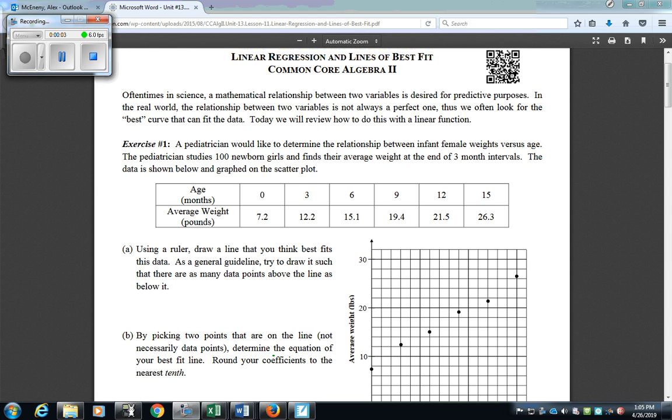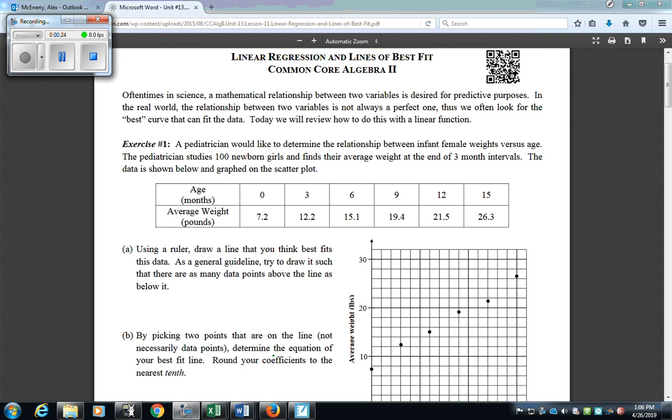So in this video we're going to talk about how to do linear regression using the graphing calculator, and we're also going to review how to write linear functions using data points. And we're going to discuss specific vocabulary dealing with our regression models and lines of best fit. So let's get right into exercise 1.